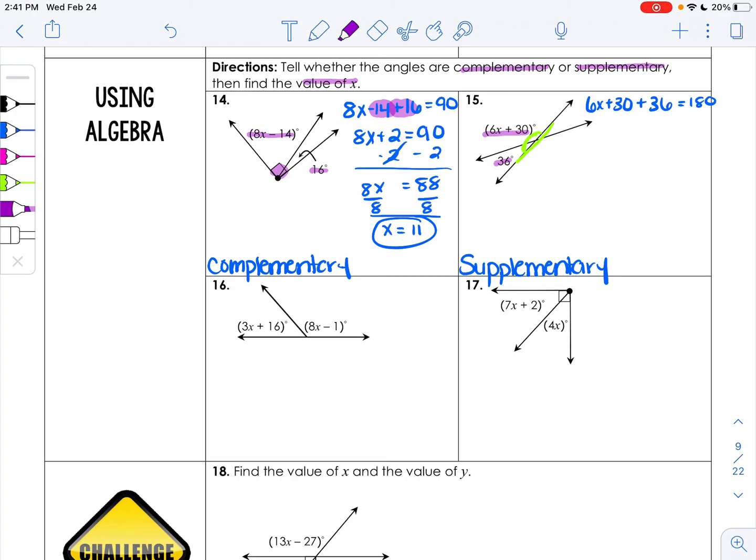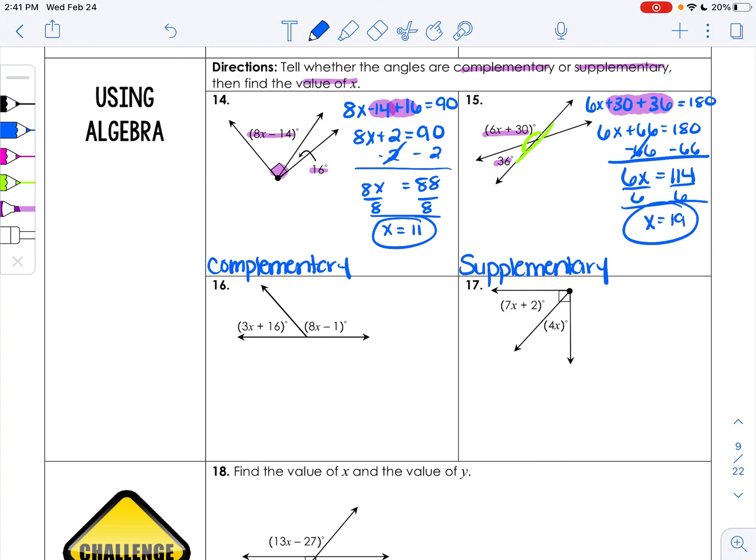I can start by combining my like terms, combining 30 plus 36. That gives me 6x plus 66 equals 180. And now I have a two-step equation. I can subtract 66 from both sides. That gives me 6x equals 114. Divide both sides by 6. And I get that x equals 19.